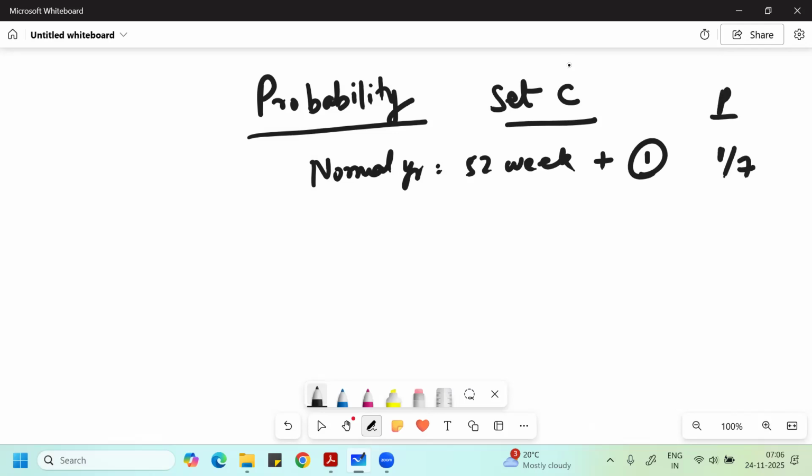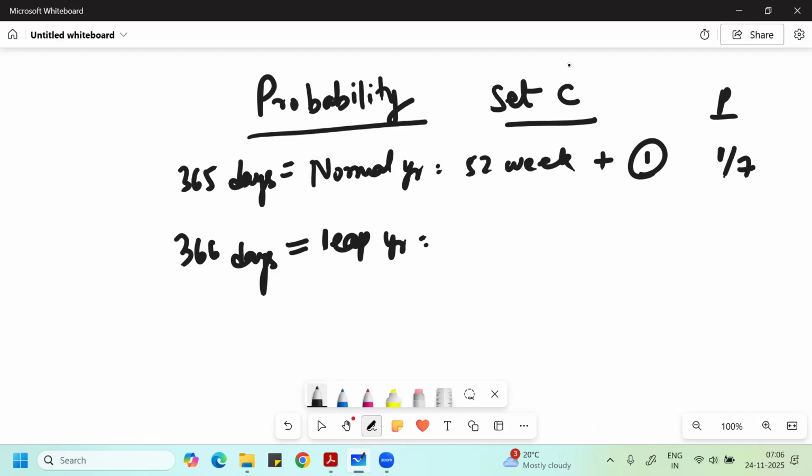So for a normal year, the probability that you have 53 Sundays is 1 by 7. When we talk about a leap year, it means 366 days, whereas a normal year means 365 days.